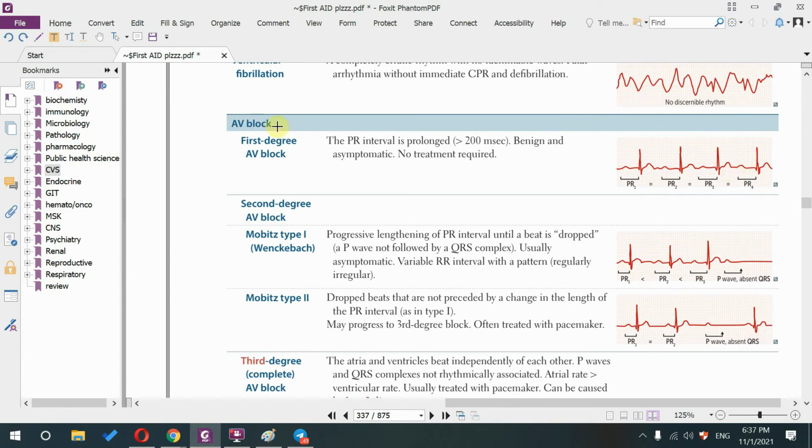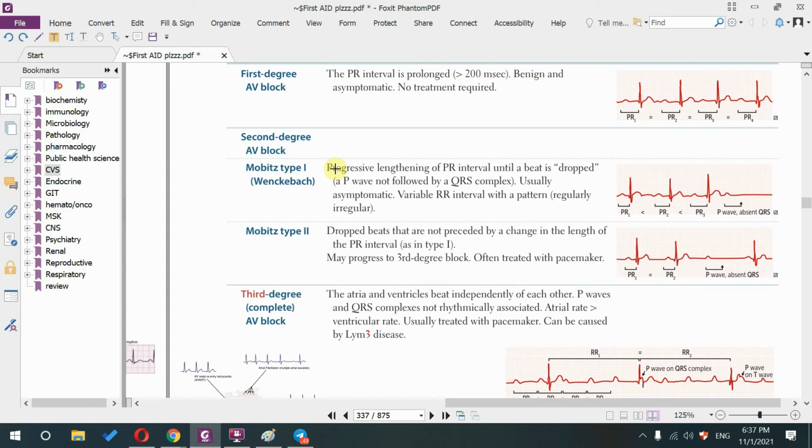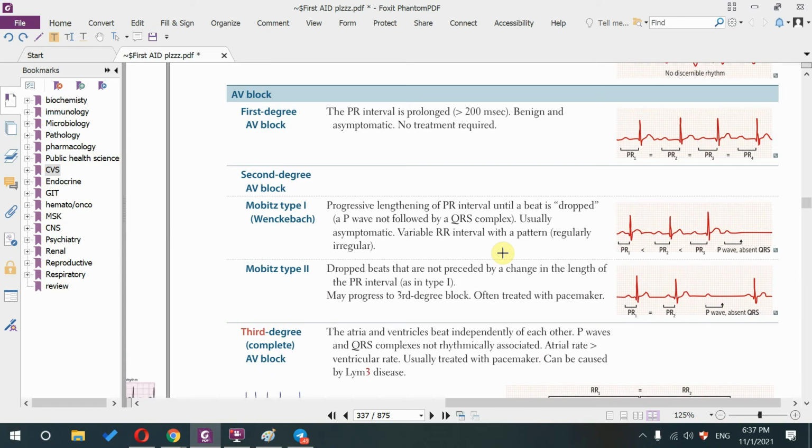So AV block. In all of the AV blocks, the PR interval will be what? Wide or narrow? Which disease we spoke about had a narrow PR interval? We spoke about one disease that had a pretty narrow one. Oh yeah, it's Wolff-Parkinson-White syndrome because of the delta wave and the pre-excitation of the ventricle. Excellent, because of the bundle of Kent.